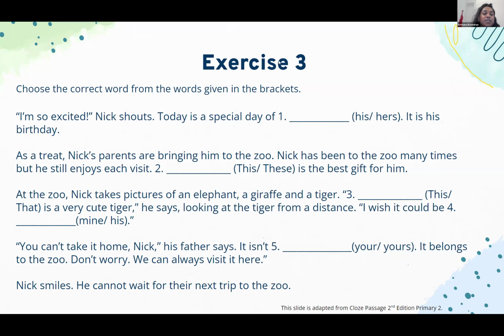Okay, very good. So the first one would be: at the zoo, Nick takes pictures of an elephant, a giraffe, and a tiger. That is a very cute tiger, he says, looking at the tiger from a distance. So you know the answer is that because they're telling you that the tiger is far away. That's why he's looking at it from a distance, okay? And then the next one is this, I wish it could be mine, because he wants the tiger to be his, right? Okay, so very good. Anyone want to try question 5?